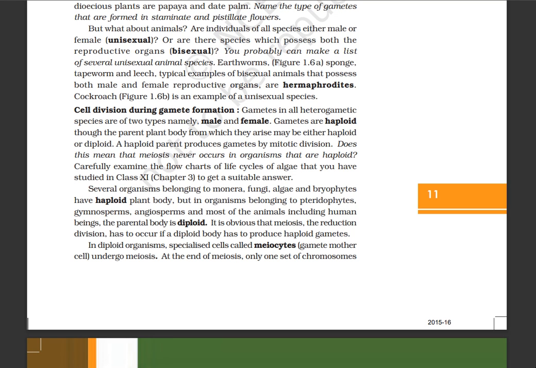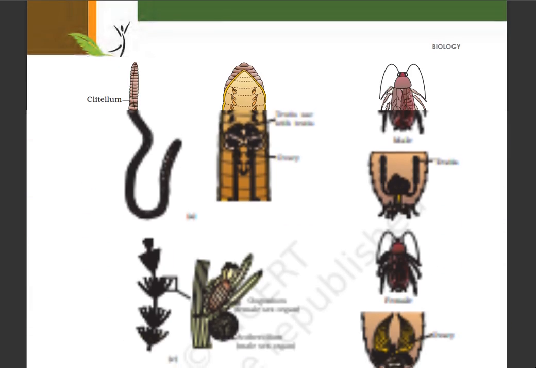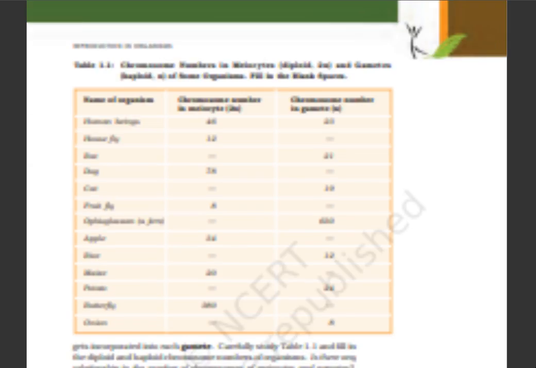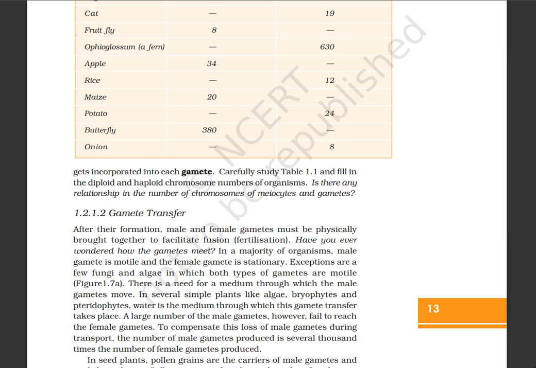In diploid organisms, specialized cells called meiocytes, gamete mother cells, undergo meiosis. At the end of meiosis, only one set of chromosomes gets incorporated into each gamete. Carefully study Table 1.1 and fill in the diploid column. Haploid chromosome numbers of organisms. Is there any relationship in the number of chromosomes of meiocytes and gametes?